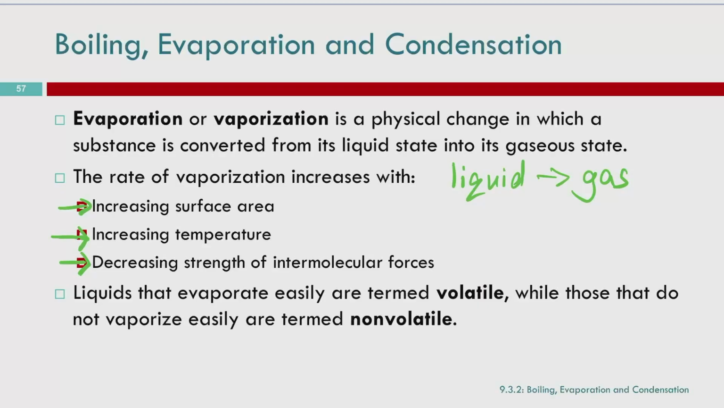So spreading out the liquid, increasing the surface area, increases the places that it can evaporate. Evaporation is only going to take place at the surface. So if you spread out the liquid, you're going to get more places where the liquid can evaporate. If you increase the temperature, that's also going to increase the amount of energy that your molecules, your particles, have. So it'll be easier for them to break away from their neighbors. If you decrease the strength of the intermolecular forces, that'll also increase the rate of vaporization.